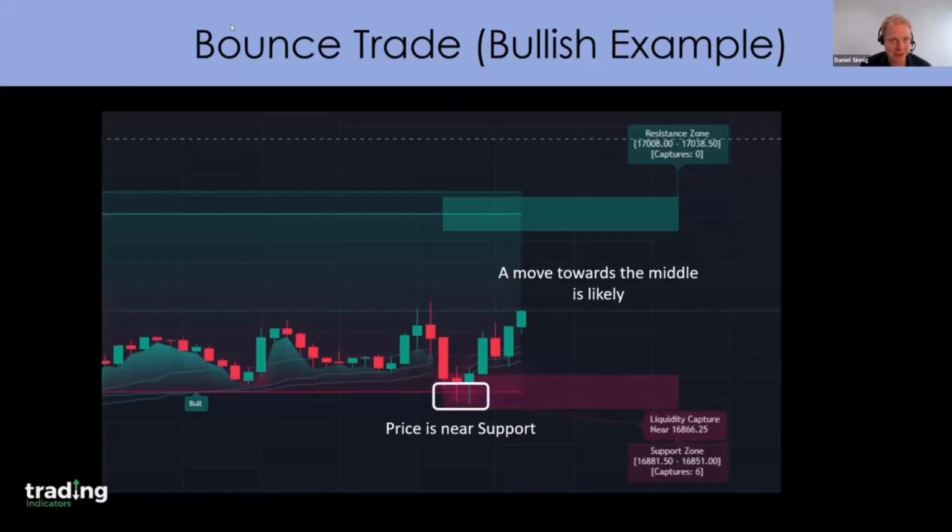So this is setup number one. I have alerts set up in my TradingView for this particular setup every day. I trade on all kinds of time frames. It's one of my favorite, perhaps my favorite, setups.